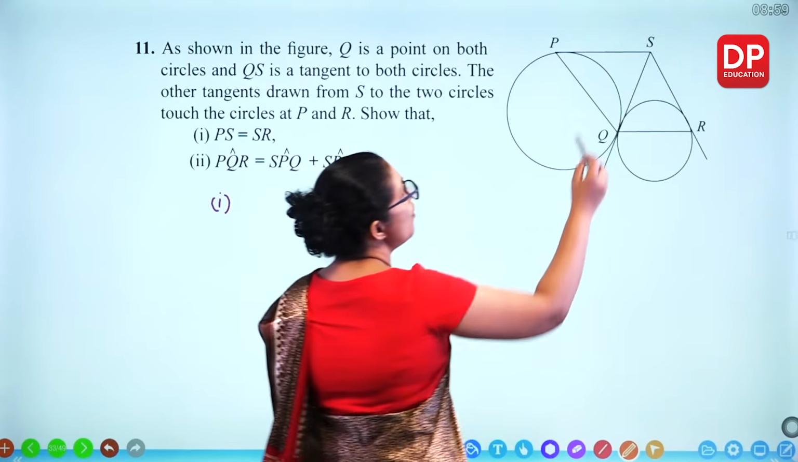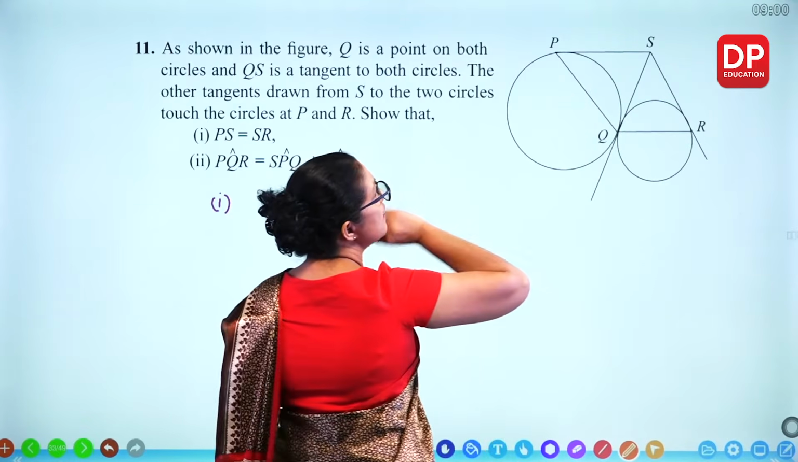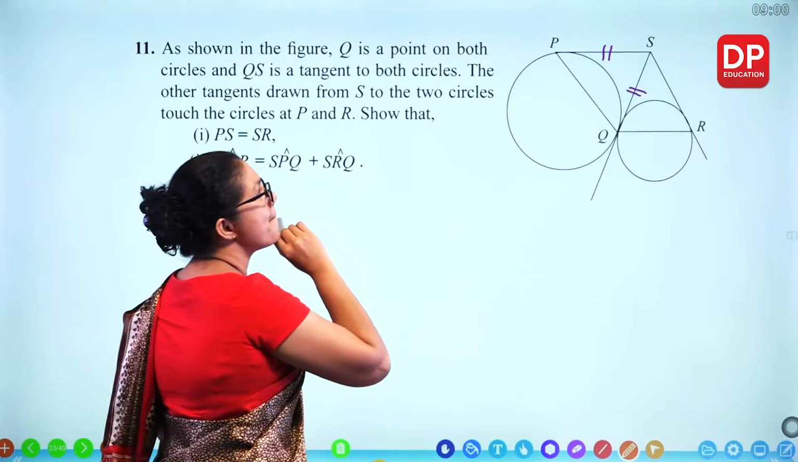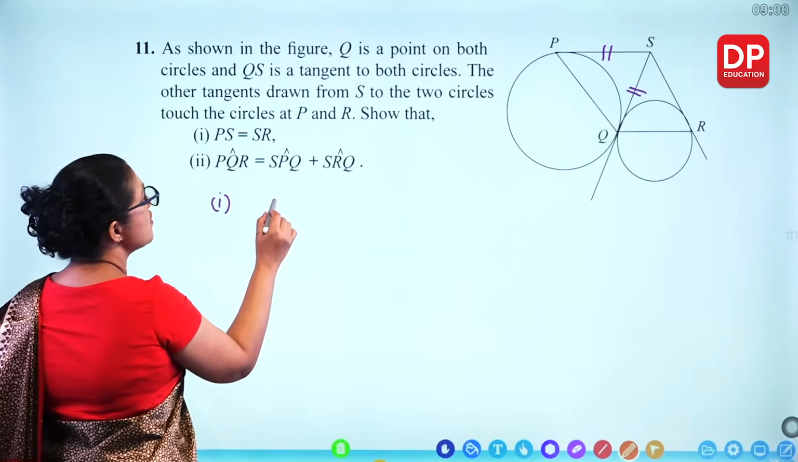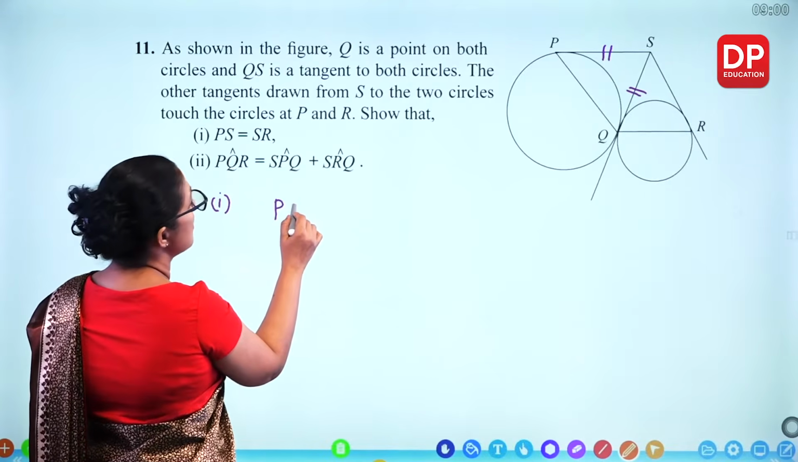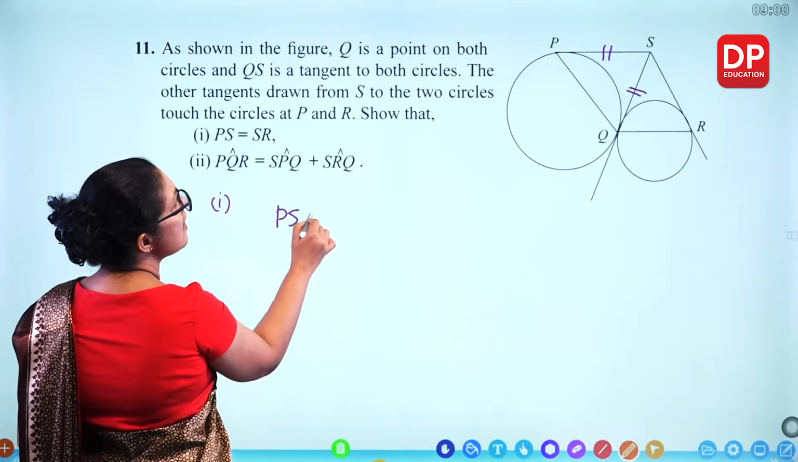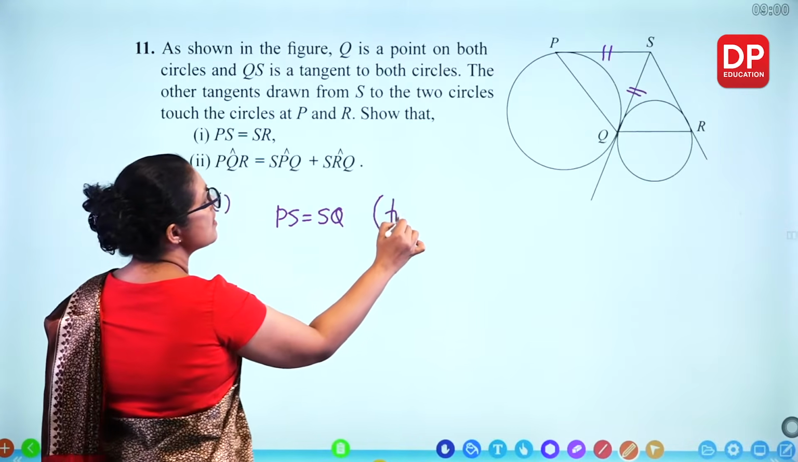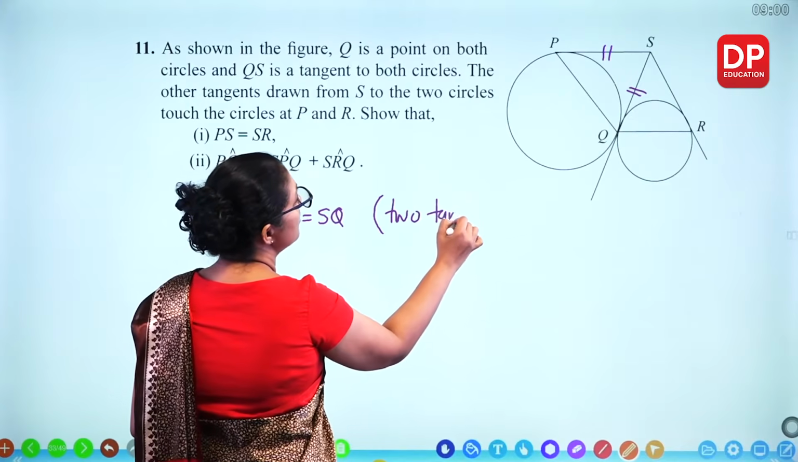We know when you take the big circle, PS is equal to SQ because those are the two tangents drawn to the big circle. PS is equal to SQ. Two tangents are equal.